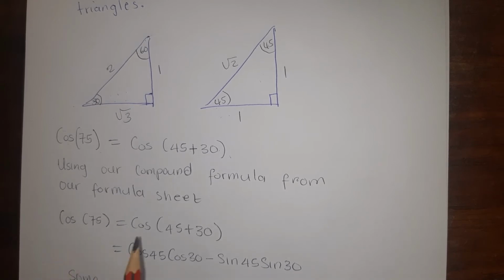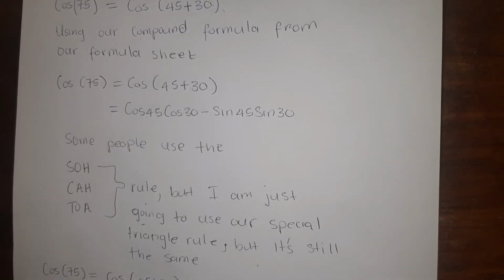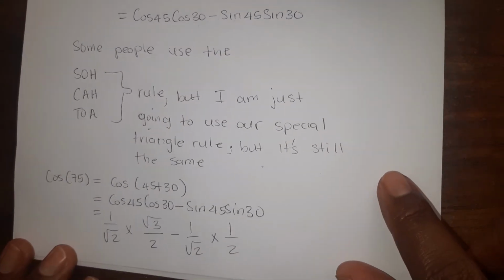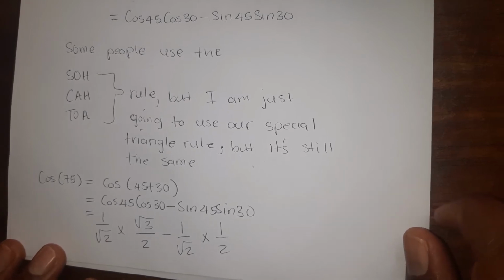we get cos 45 times cos 30 minus sine 45 times sine 30. Some people use the CAST rule, but I am just going to use our special triangle rule. But it's still the same, there's no difference.